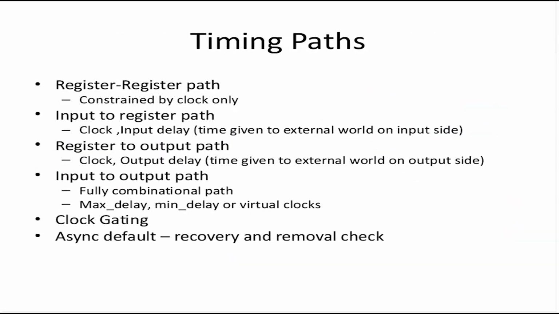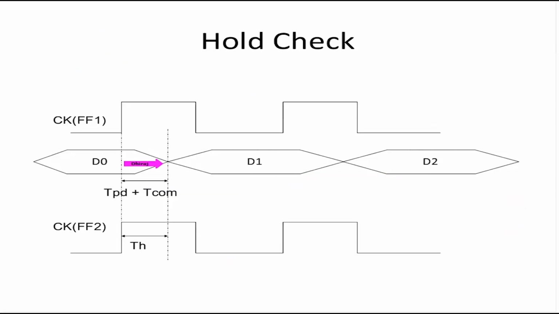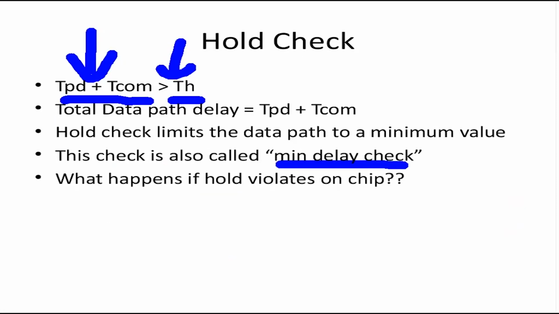So you should be very clear that setup check is the max delay check, hold check is the min delay check. What is STA? Hold should be met in best case corner, setup should be met in worst case corner. In fact, let's say you choose n number of corners. Bottom line is all the setup and hold constraints should be met in all the corners.